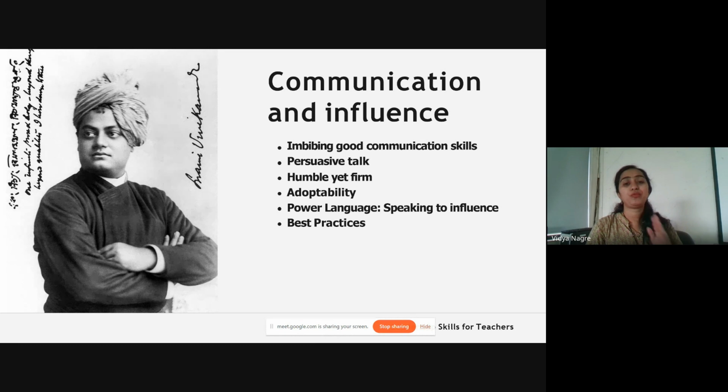For this, what you can do is please observe, listen carefully to the speeches of the great leaders, national and international, like the speeches of Swami Vivekananda. He said the first line, "My dear sisters and brothers," and he won the heart of millions. What he did, he used a powerful language.